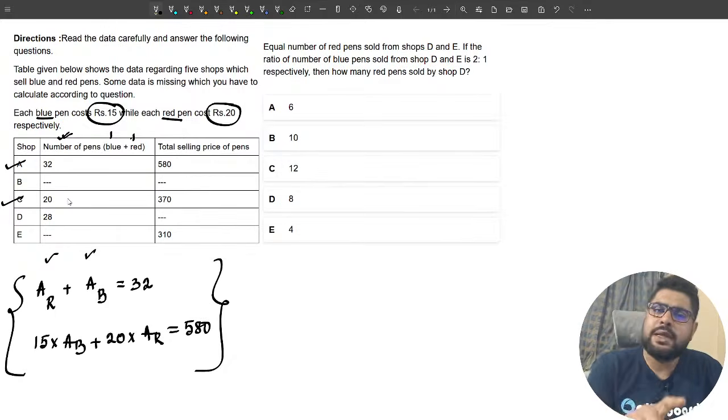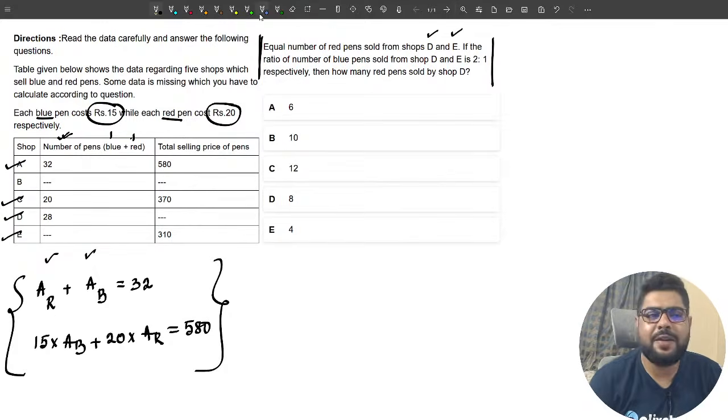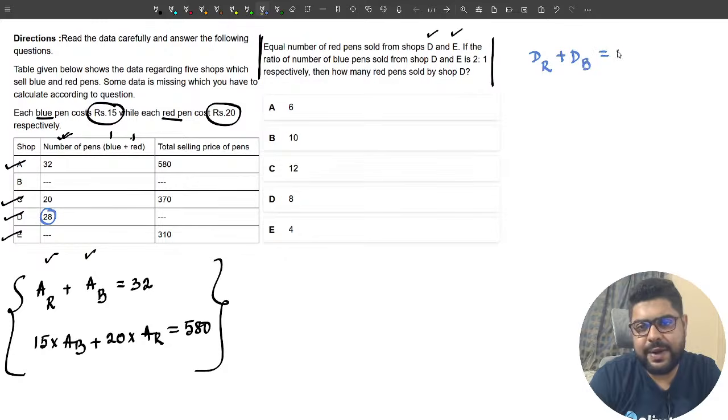So let us figure out whichever is required. In this question, they are talking about D and E. D is here, E is here, but we have half information. But let's write whatever we have. 28 is the total number of pens for D. So D red pens plus D blue pens is 28. Another thing is given: 15 times D blue pens, because every blue pen is 15 rupees, plus 20 times D red pens. The total sum is not given.